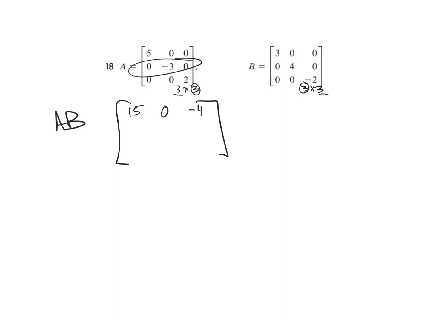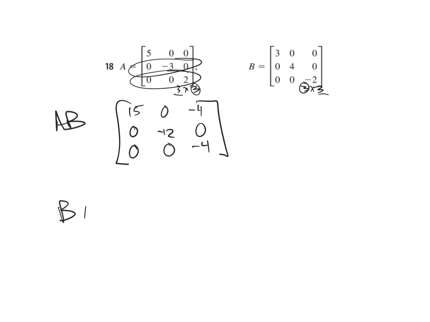So 0, 0, and 0 is 0. And then 0, negative 12, 0. And then 0, 0, 0. Okay. So now we'll take the third row times each column. 0, 0, 0. And 0, 0, 0. And 0, 0, negative 4. So that's a times b.